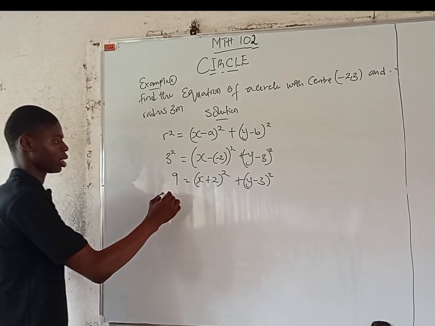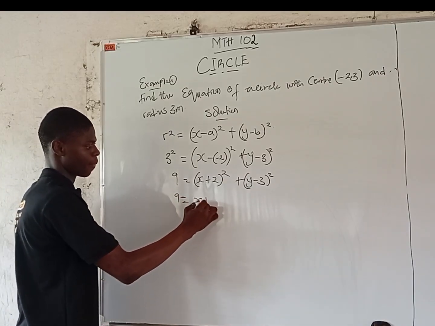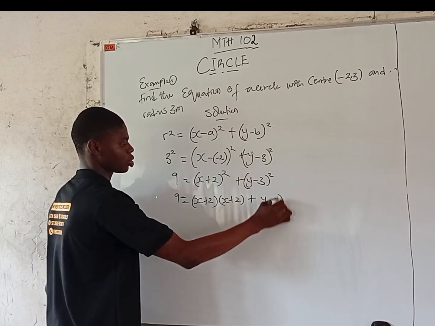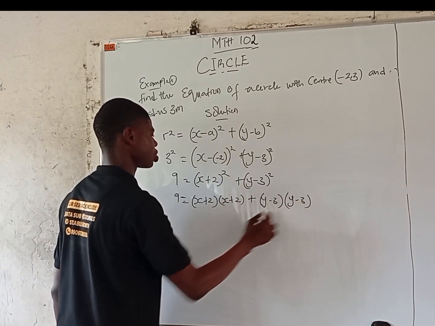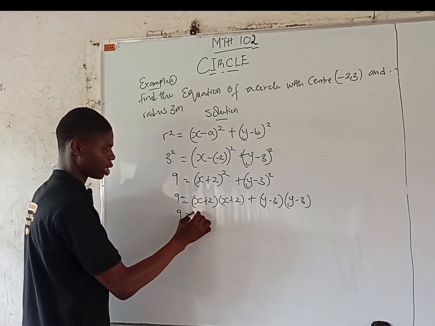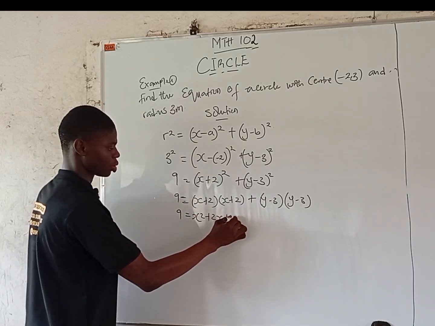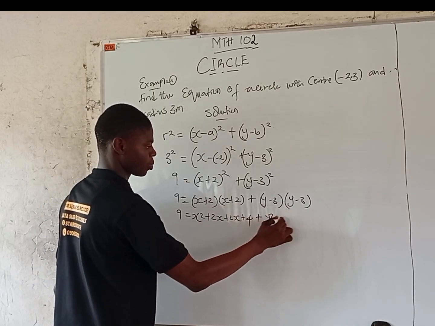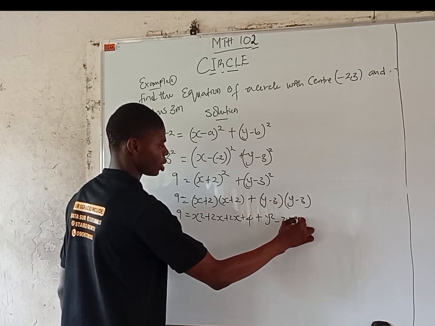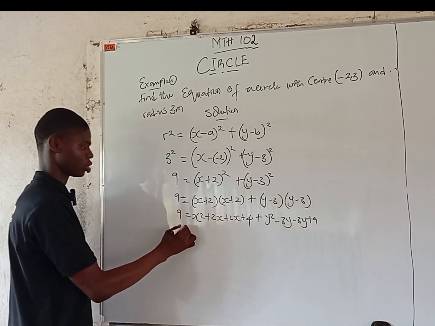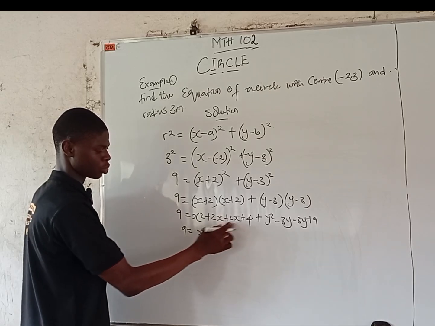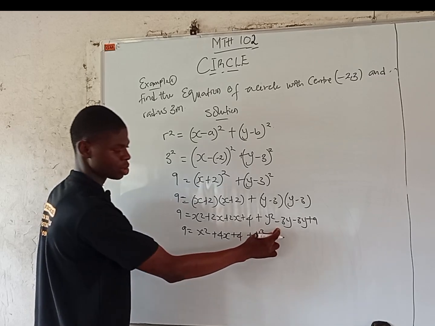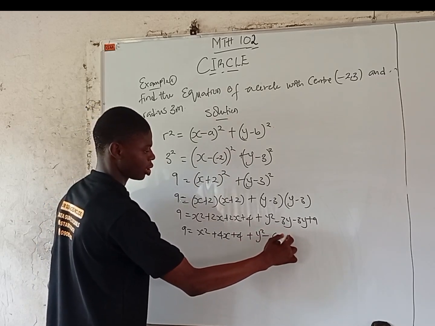So we want to open the bracket now. We have x plus 2 times x plus 2, plus y minus 3 times y minus 3. So we have x squared plus 2x plus 2x plus 4, plus y squared minus 3y minus 3y, then positive 9. So we have 9 equals x squared plus 4x plus 4 plus y squared minus 6y plus 9.